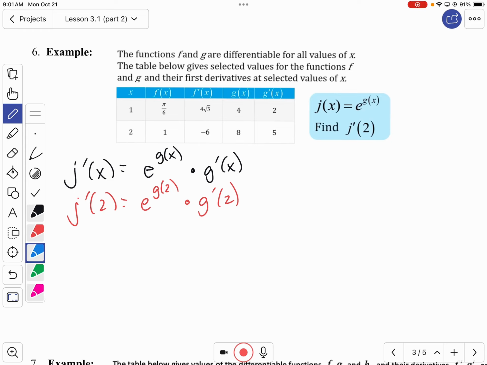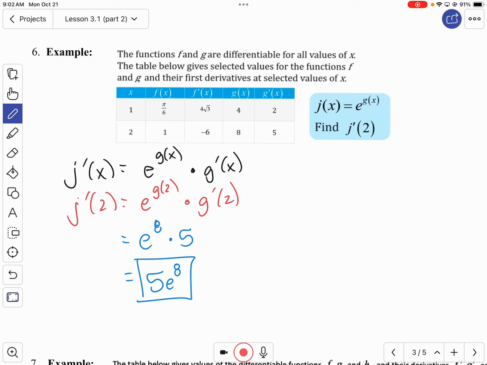And let's see what kind of interesting things are about to happen. G at 2 is 8, so I get e to the 8th. G prime at 2 is 5, and so 5 e to the 8th. It's an exact answer, but okay, how do we do? I think you're feeling it in terms of the table. Let me just show you the next one.